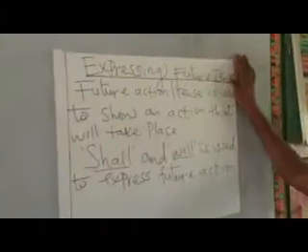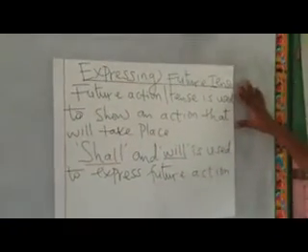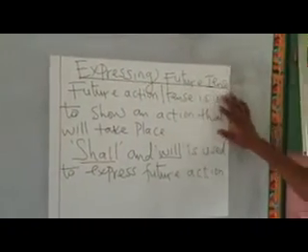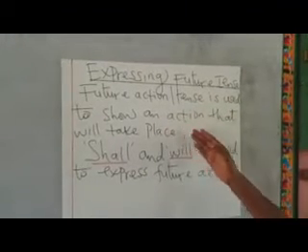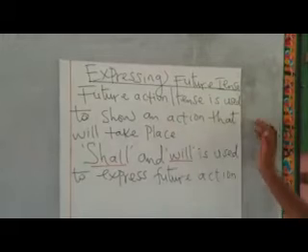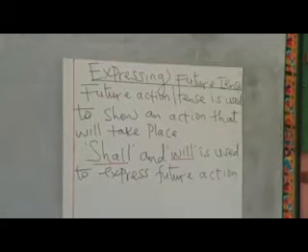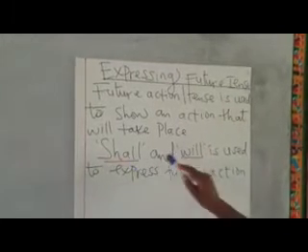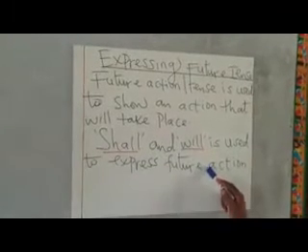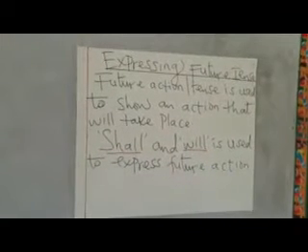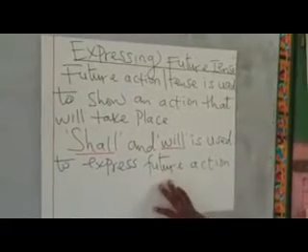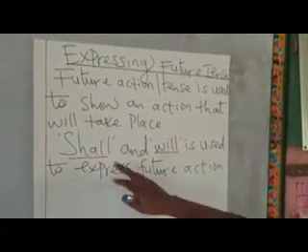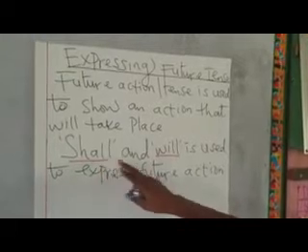Alright? Now, here we have our teaching A, which is showing us the meaning of future tense. Alright? Now, future tense, like I said, is used to show an action that will take place. Alright? Now, you can see that I underline shall and will with a red marker. Now, in order for you to identify future tense, you need to understand shall and will.